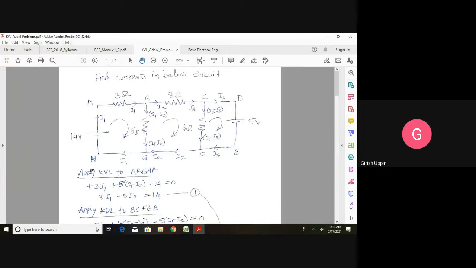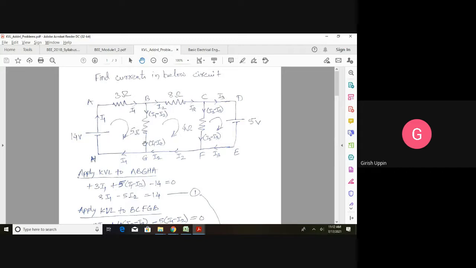First we will apply the KVL to A, B, G, H, A. Okay, A, B, H, A. We start from A. Now we can see the direction of current is like this, and tracing is like this. Positive voltage drop, that is plus 3 I1. Then we come here. What is the current flowing? I1 minus I2.